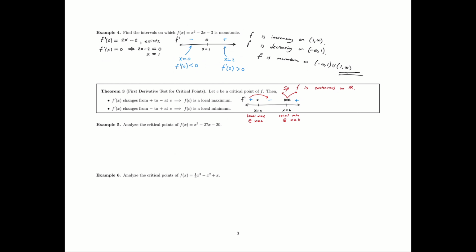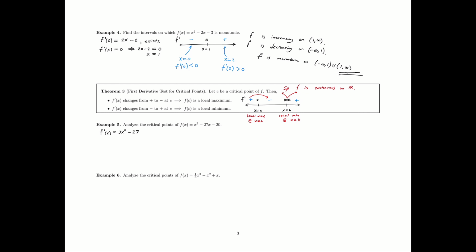So example 5 here, what we're going to do is we'll start off by finding critical points. So we will take a derivative, which is 3x squared minus 27x. Nope, just minus 27.